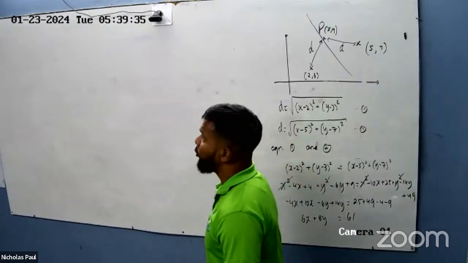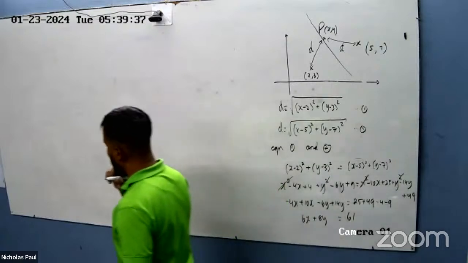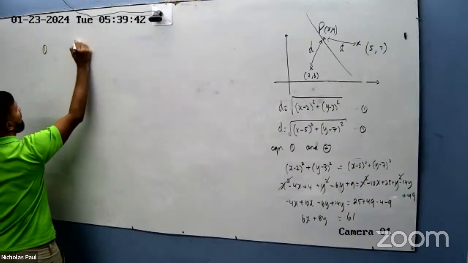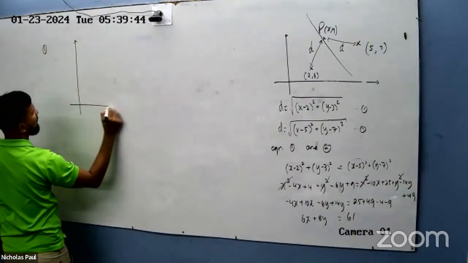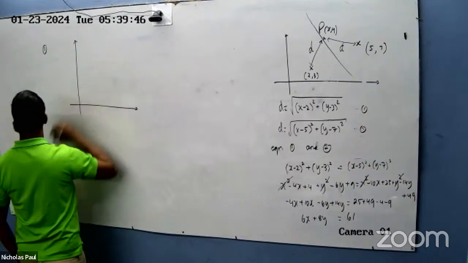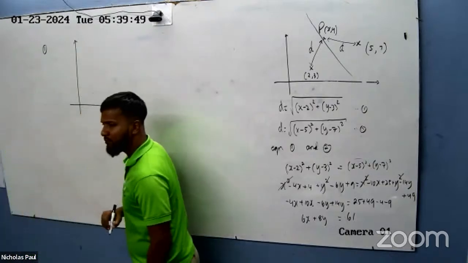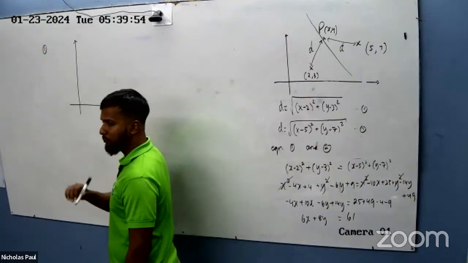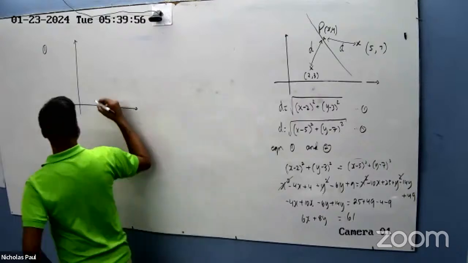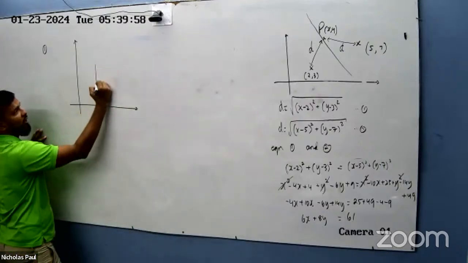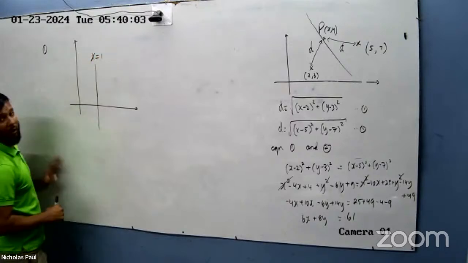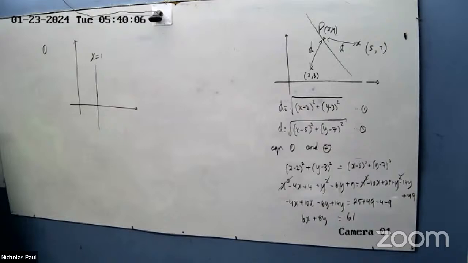Okay? So those are the three standard ones that you should know. Let's experiment with one of them. How do you draw the line x equal to 1? Find x as 1 and draw a vertical line.